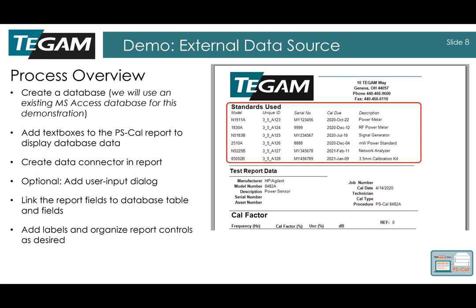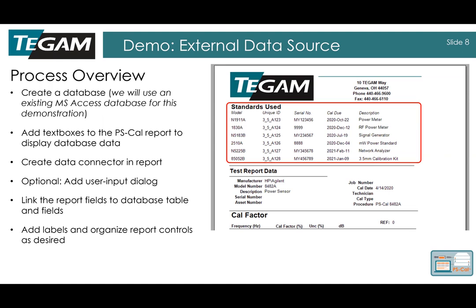There's also an optional feature, which I thought was pretty neat, so I wanted to include it here, and that is to add a user input dialog. In this particular case, and we'll see this when we look at the database, there are two tables in this database. One is for type N calibrations, and the other one is for 3.5 millimeter calibrations. What you see on the screen there is the 3.5 data set.